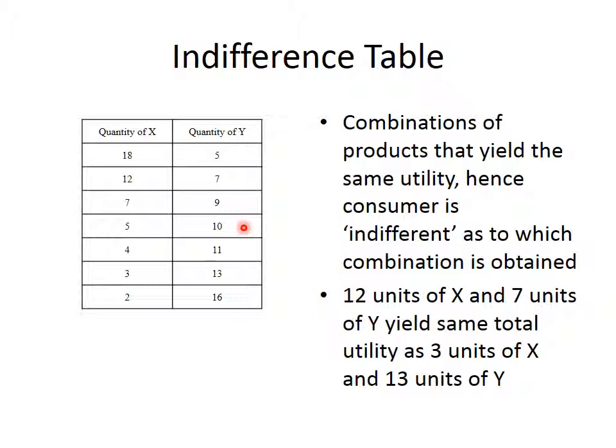I suspect, ultimately, it depends on my mood. It depends on what I want at the time, okay? And so these are combinations of products that yield the same utility. Hence the name indifference. I'm indifferent as to which of these combinations I choose, because these combinations are going to ultimately yield me the same utility every time, okay? So 12 units of X and 7 units of Y yields the same utility as 3 units of X and 13 of Y. All right?